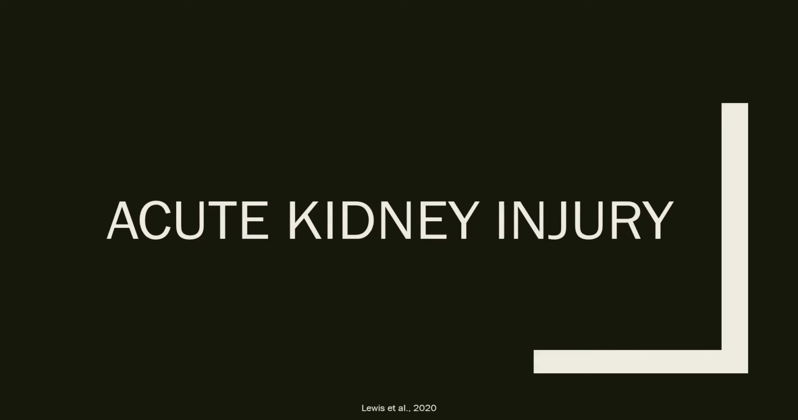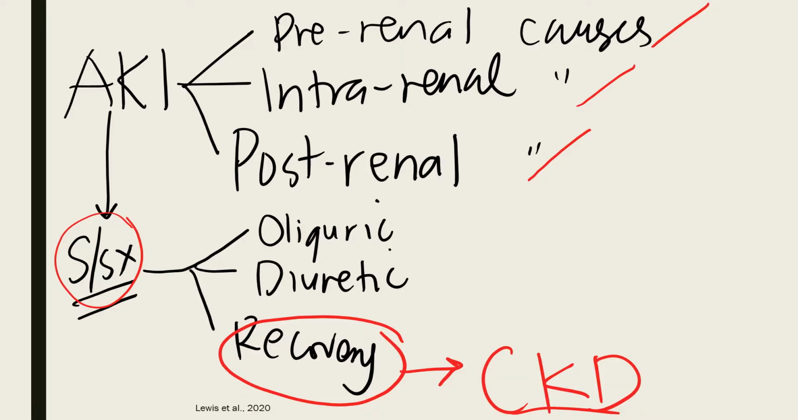Now let's talk about acute kidney injury. So let's talk about the different underlying causes of AKI. So we have pre-renal causes. Pre means before the kidneys. So we're talking about any disease processes that happen in the heart, lungs, or brain. So for example, heart failure. Okay, while intrarenal means inside the kidneys. So anything that happens inside the kidneys, like nephrotic syndrome, glomerulonephritis, acute tubular necrosis.